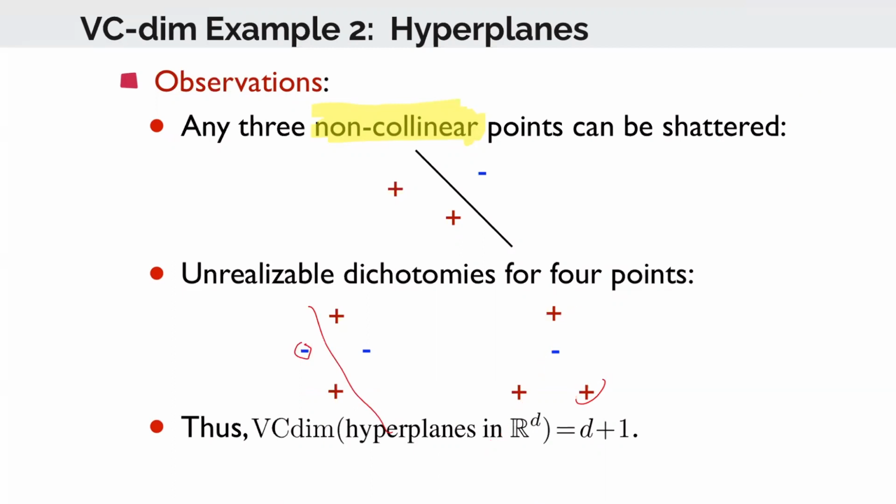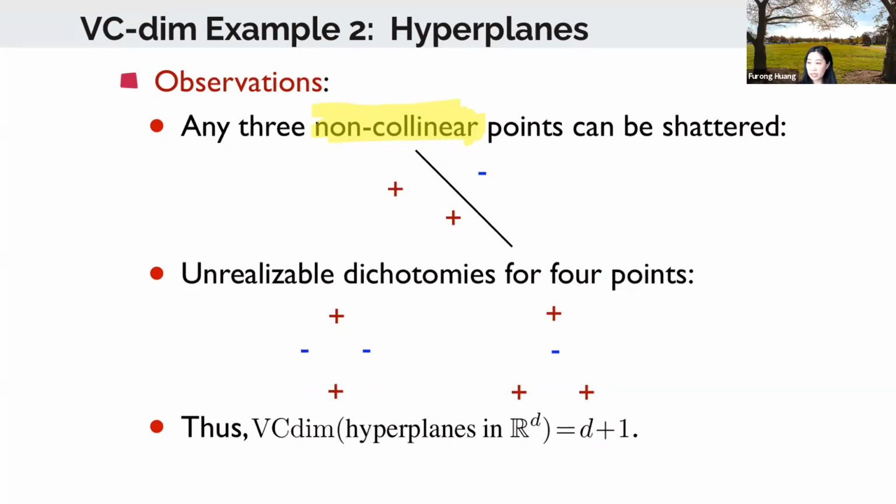So would we make the same argument that there exist 4 points that we can shatter? Well, no, it's not existence, right? It means that for any 4 points, no matter how you arrange them, no matter which 4 points, you just cannot shatter them.